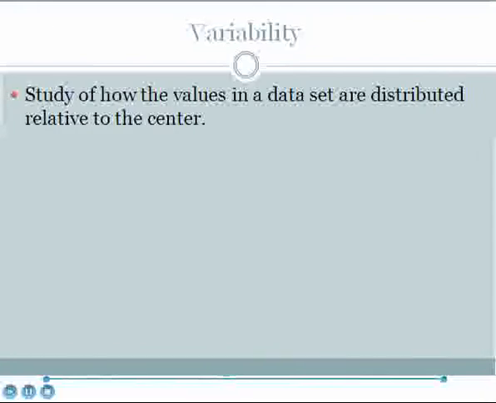Variability is the study of how the values in a dataset are distributed relative to the center. It complements measures of central tendency, such as the mean and the median, because it shows how data is distributed around those central tendency values.